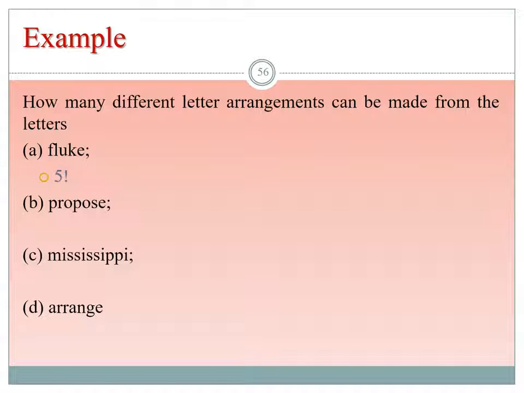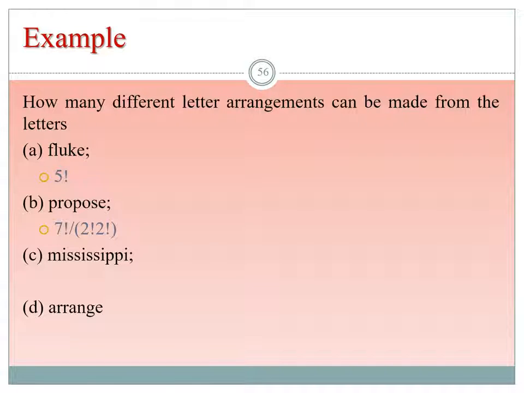Second example, propose. In this case, it is P 2 times, O 2 times, R 1 time, S 1 time, E 1 time. So the total number of possible ways, with 7 letters in total, is 7 factorial divided by 2 factorial into 2 factorial, because P is 2 times and O is 2 times.